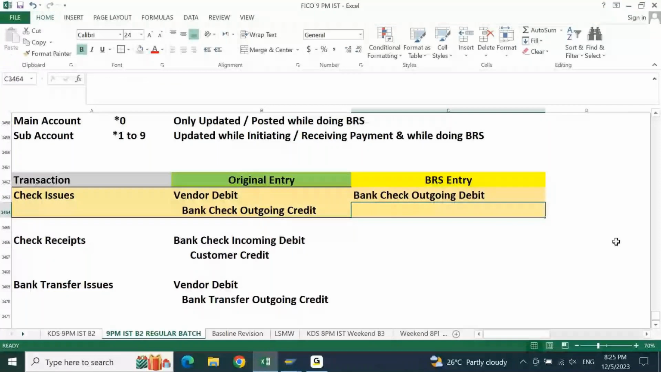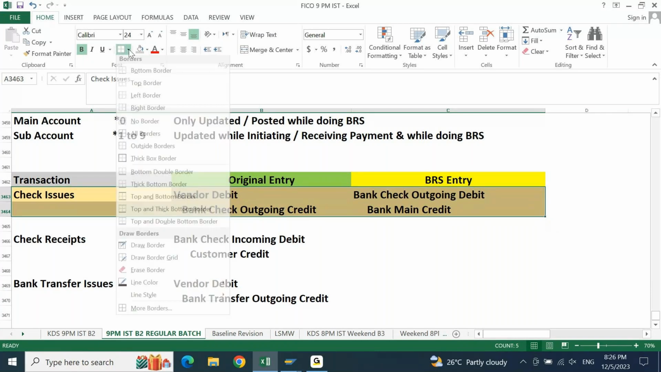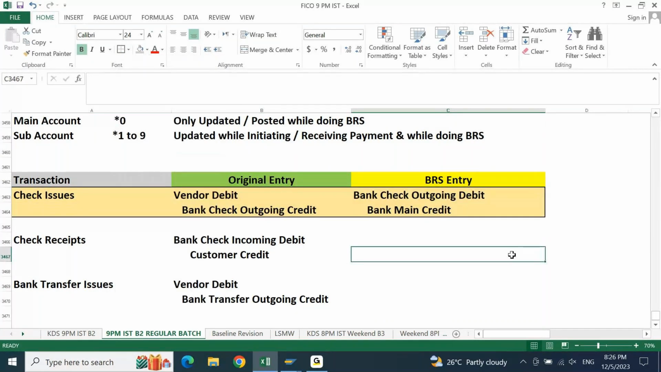Now the sub account position will be replaced by the main account. So here I am going to write bank main credit. Bank main or main bank credit. Okay, this is your accounting entry for BRS in case of check issue.